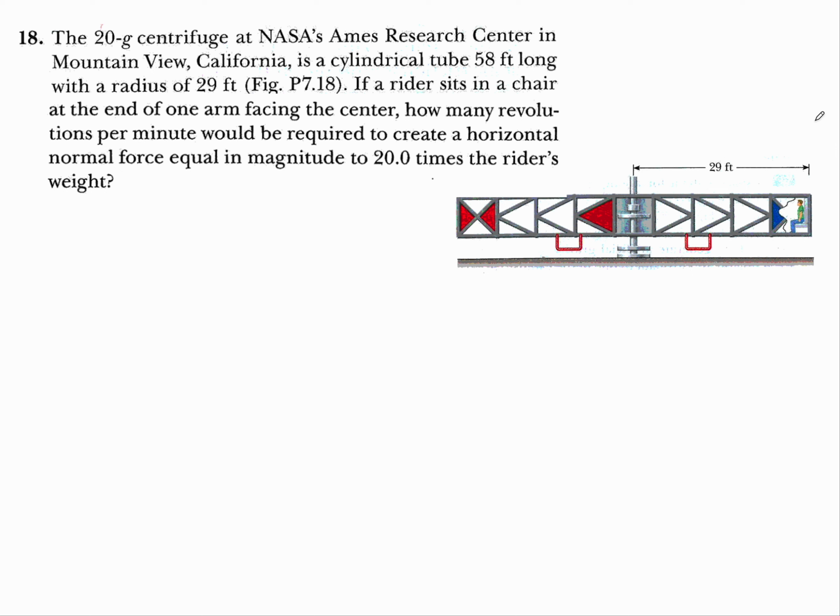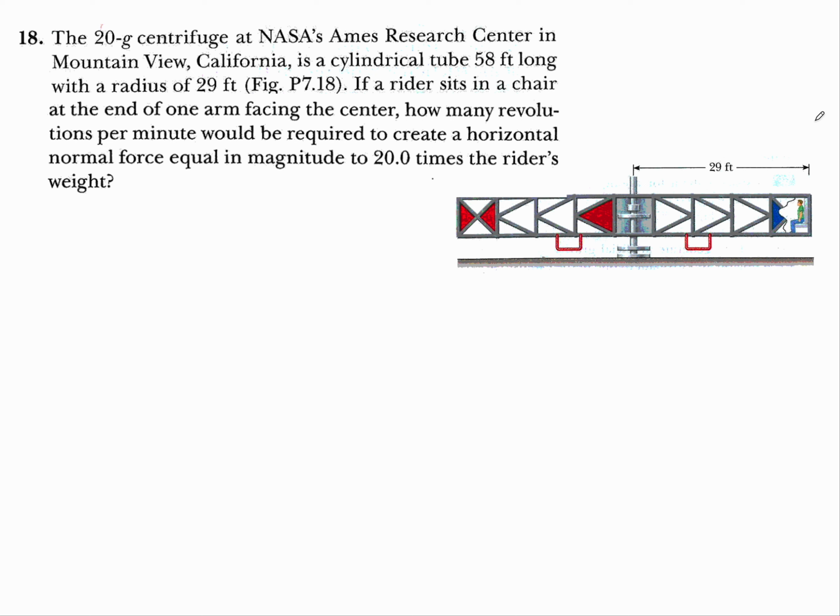So for number 18, we have the following. A 20g, remember g is a unit of acceleration equal to 9.81 meters per second squared. So 20g is 20 times that. The centrifuge at NASA's Ames Research Center in Mountain View, California, is a cylindrical tube 58 feet long with a radius of 29 feet, shown in the figure.